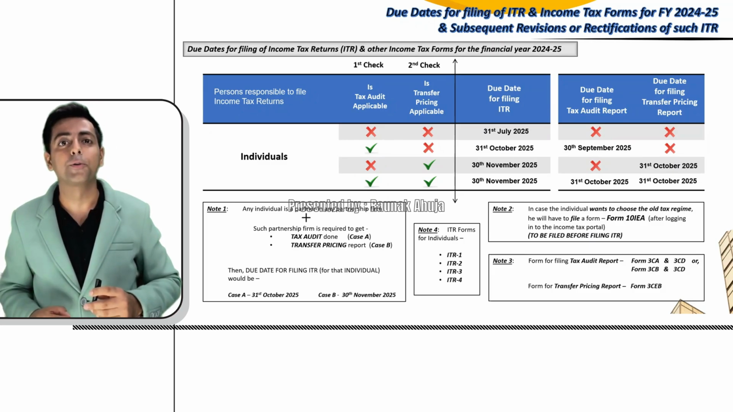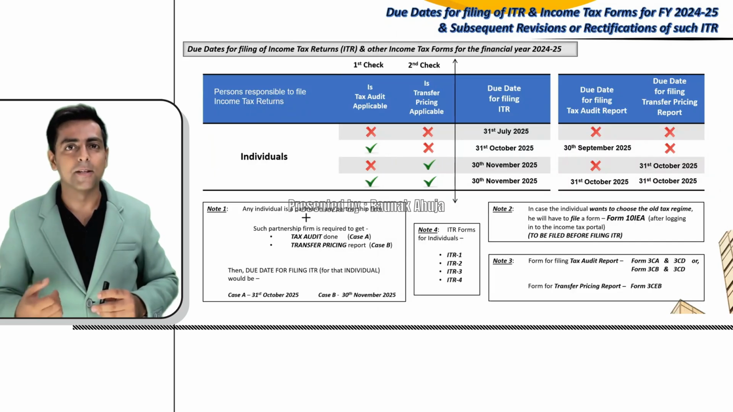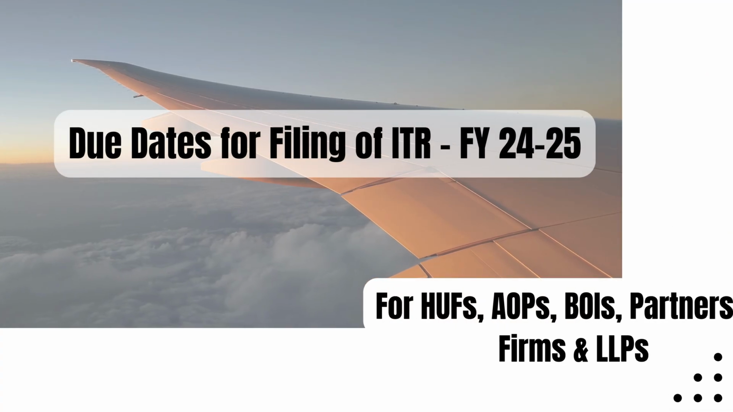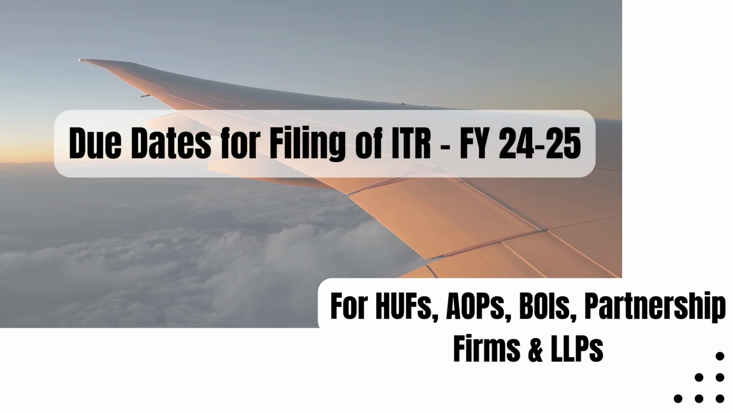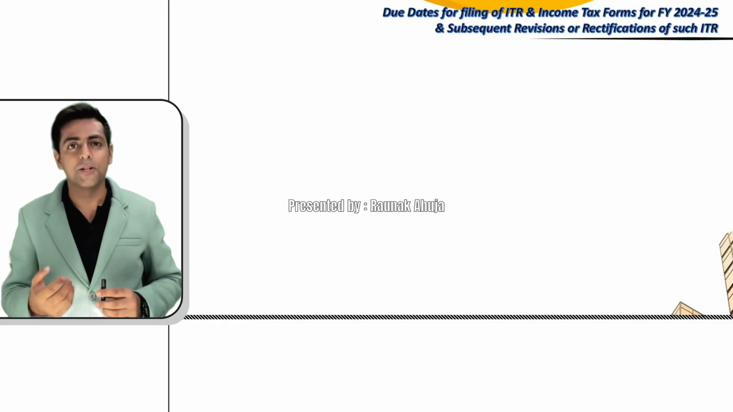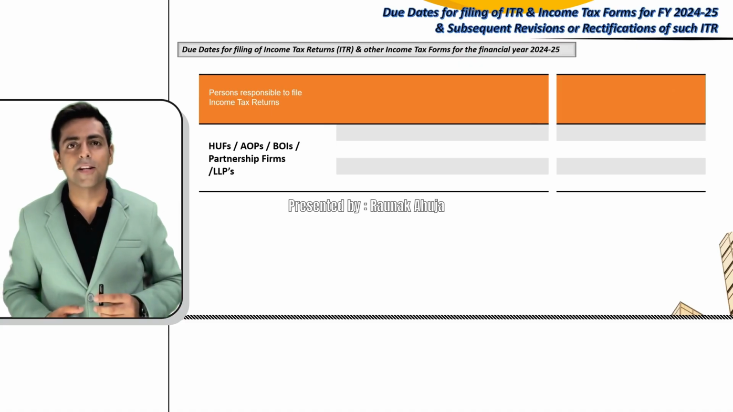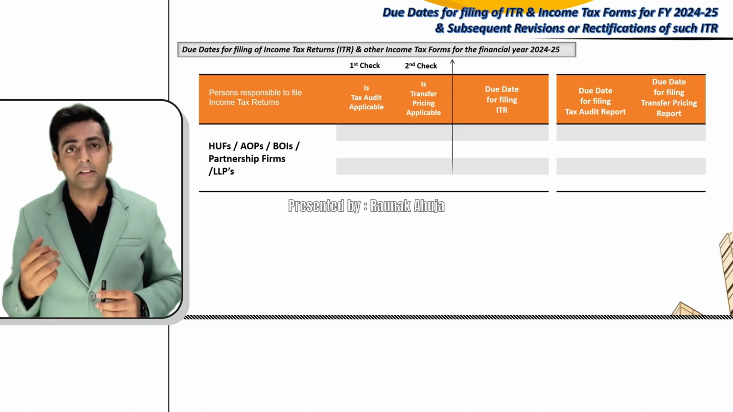Now, moving on to the due dates for HUFs, AOPs, BOIs, partnership firms and LLPs. Let's move to that. Due dates for HUFs, AOPs, BOIs, partnership firms and LLPs. Here again, we'll be seeing the same two conditions.